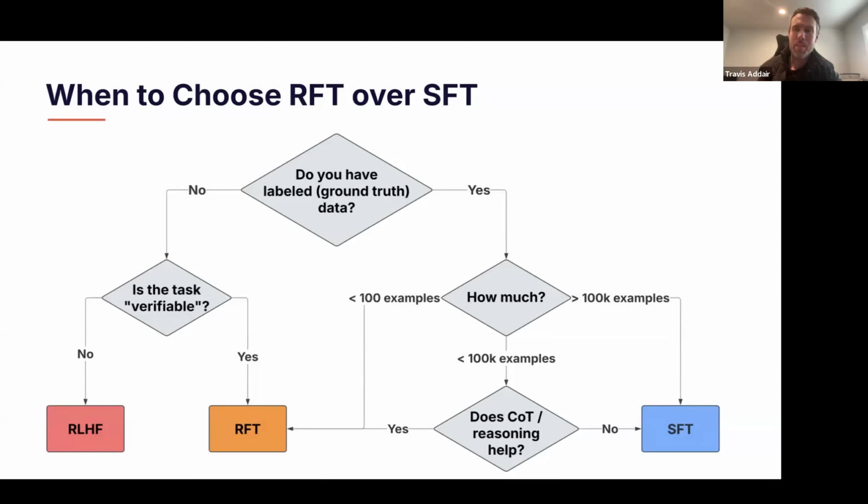Obviously, with R1, they were able to do this even with hundreds of thousands of examples, but it was very expensive, right? And so it's worth bearing in mind that RFT is slower than SFT. So if you have huge amounts of data, you might be better off doing SFT in those cases.